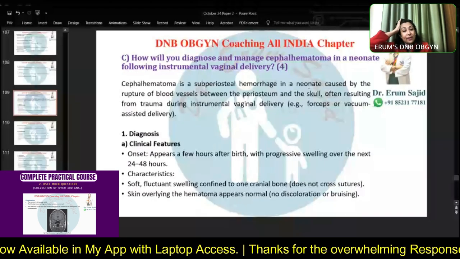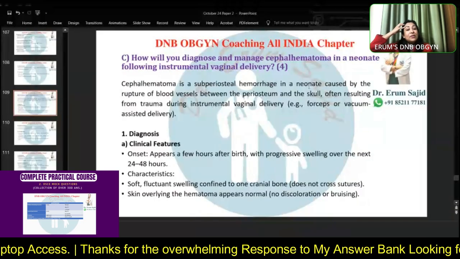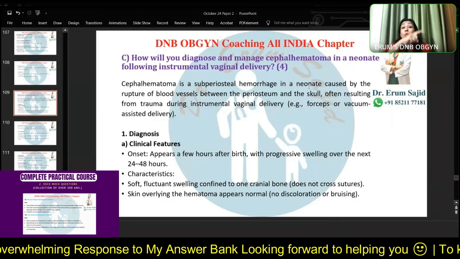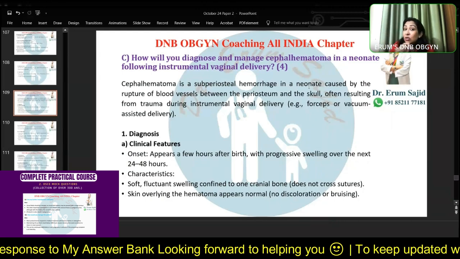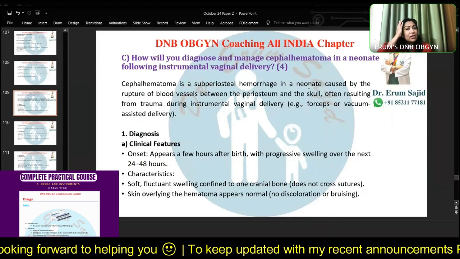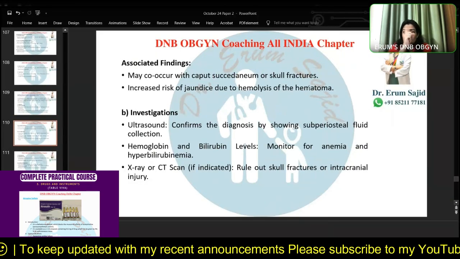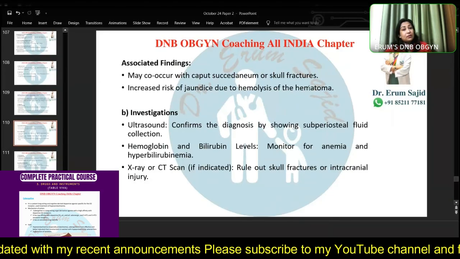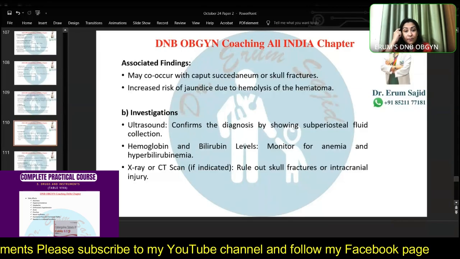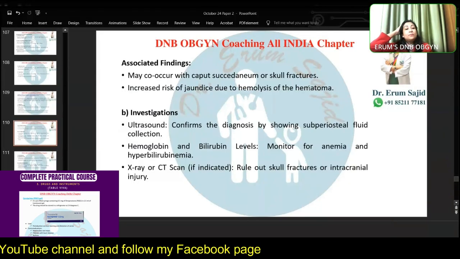See, it will be a progressive swelling. It will be a progressing swelling. Appears usually hours after the birth, and it happens in 24 to 48 hours. You have a soft, fluctuant swelling that is confined to one of the cranial bones, very characteristic. It does not cross the suture lines. And the skin overlying the hematoma appears normal. There is no discoloration, there's no bruising, the skin is fine, but there's a very fluctuant, boggy kind of swelling over here. It happens in one of the bones and does not cross the suture lines. It can occur with caput succedaneum, okay, but it usually is associated with some skull fractures. Okay, there is a huge risk of jaundice because hemolysis starts happening in this hematoma.